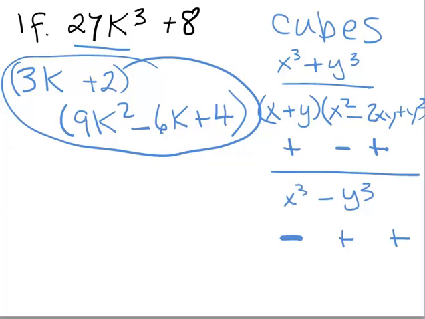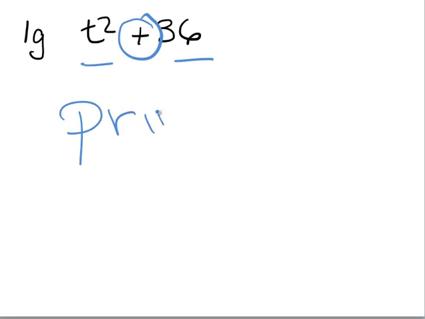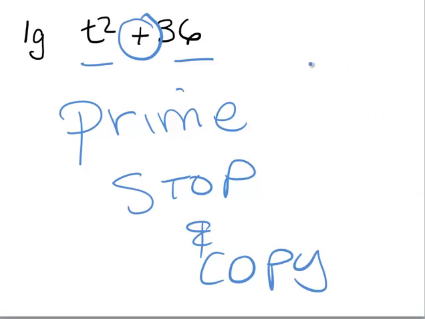And we have one more to go. This is a square, and this is a square. And oh, maybe I could do something with that. But this is a plus, so that means that this is prime. So you can stop. Okay, and copy. And then do the U tries in this chapter.